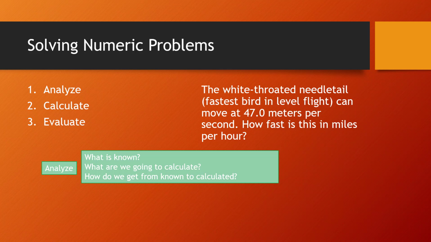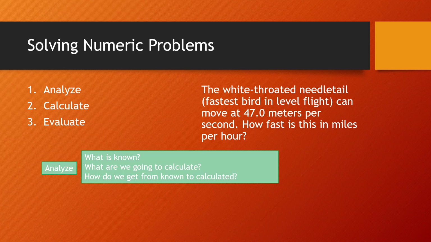So here we have a problem. The white-throated needletail, it's the fastest bird in level flight, so not like stooping like a falcon, can move at 47 meters per second. How fast is this in miles per hour? Okay, what's known is that the speed is 47 meters per second. What are we going to calculate? How fast it is in miles per hour. So how do we get from the known to the calculated?